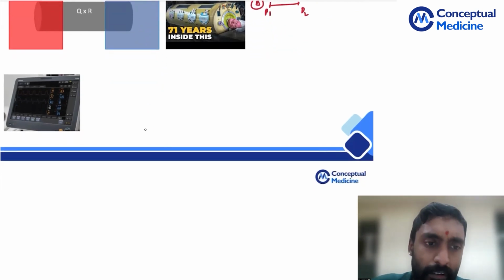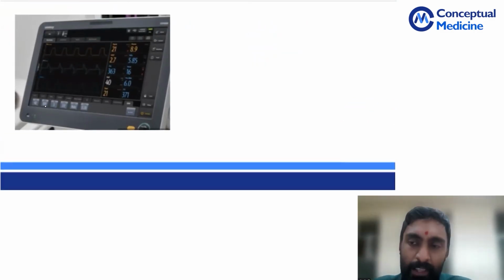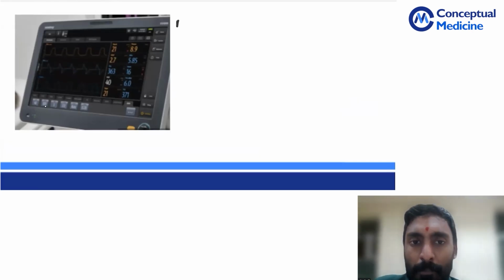So this is a typical ventilator screen that you would see. You would see a lot of waveforms here, multiple parameters, and multiple knobs. In each ventilator, you will have three things. One is the pressure.